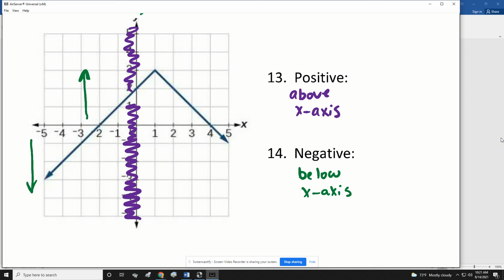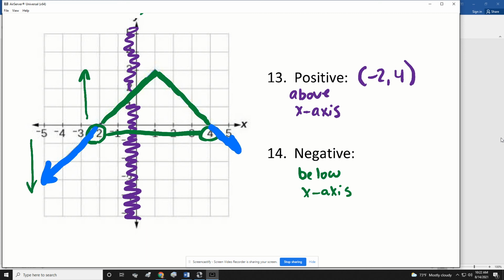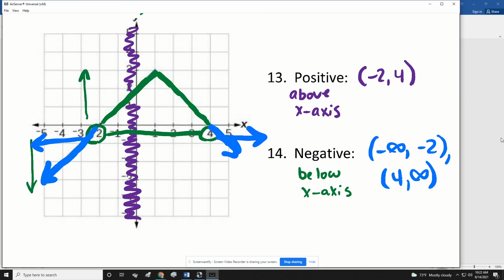All right, so this whole section of the graph right here is above the x-axis. So that's going to be the x's between negative 2 and 4. All right. And then this part is below. This part right here is also below. So we're talking the x's that are to the left of negative 2 and the x's that are to the right of 4. Okay. So the x's to the left of negative 2 are from negative infinity to negative 2, and to the right of 4 are 4 to infinity.